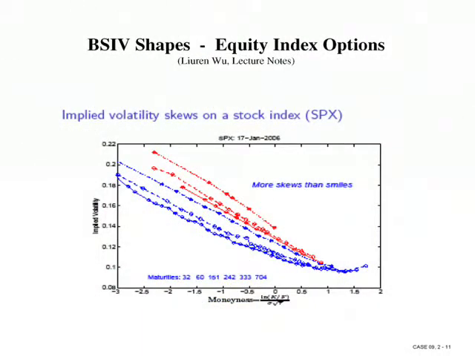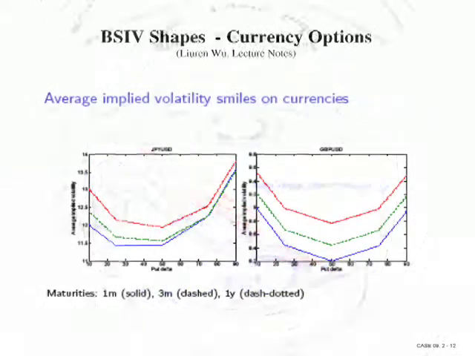If you look at an index, you typically get skews all over the place at the different maturities, so you have different slices here. And finally, if you do this for currency options, you get more smiles and smirks. They are much more symmetric. This is for the yen and the British pound versus the US dollar. Okay, so that's kind of the patterns you see.